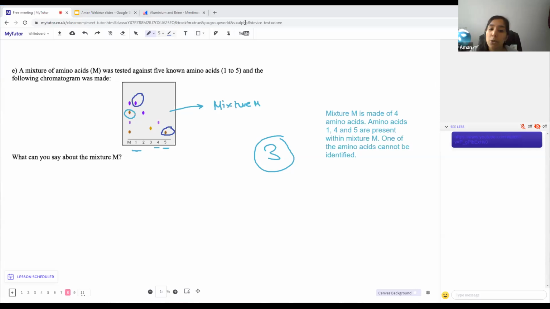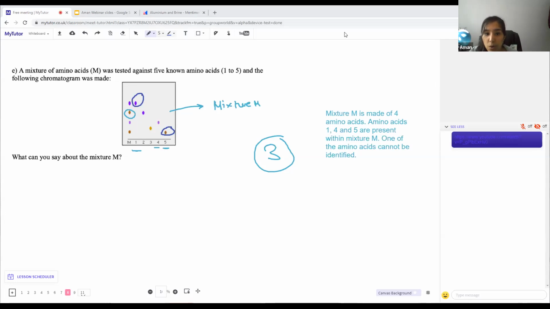I wouldn't say elements or compounds, because amino acids are not elements or compounds. So in this question, it's really important that you read the question, because it tells you that you've got a mixture of amino acids and they were tested against 5 known amino acids. So you know each of these are amino acids, and the 5 amino acids are pure because there's only 1 blot on the paper, whereas the mixture is impure because it's made of more than 1 amino acid. So an amino acid is a compound.